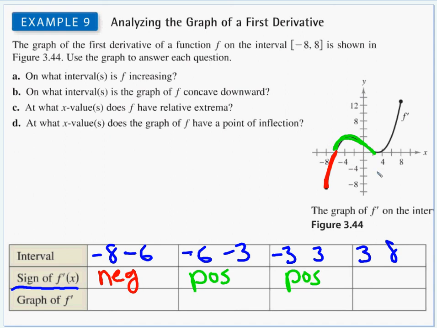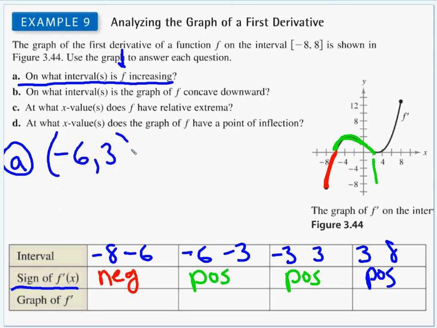Now notice here we didn't go below the x-axis, but we did hit it. For one moment we were exactly 0, but now we're back up above, so that would be its own separate interval. So to answer part A, on which intervals is the original function f increasing? That is when the derivative is positive. So for part A, we could say from -6 to 3, that's one big interval, and then also from 3 to 8. Notice the parenthesis because 3 is not included in that answer.